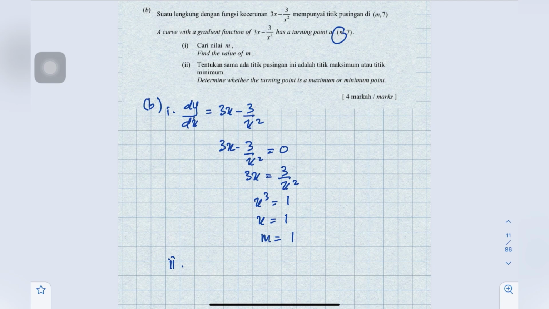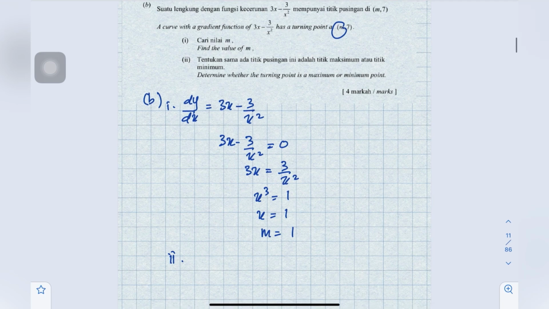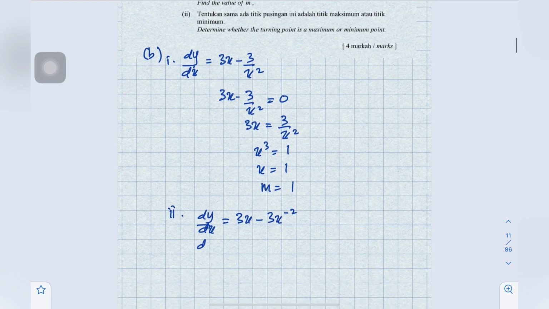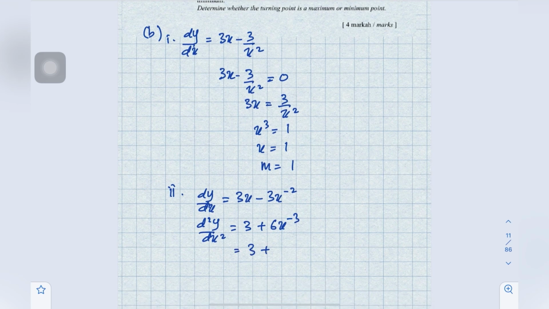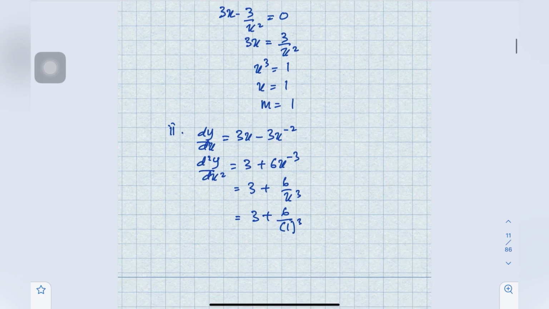Okay, so to determine maximum or minimum, you have to differentiate another time. Okay, so tadi kita ada dy/dx equals 3x minus 3x power of negative 2. So d squared y/dx squared equals 3 plus 6x power of negative 3. Okay, so this one is 3 plus 6 over x cubed. So when x equals 1, we substitute into d squared y/dx squared. So 3 plus 6 over 1 cubed. So this one equals 9.